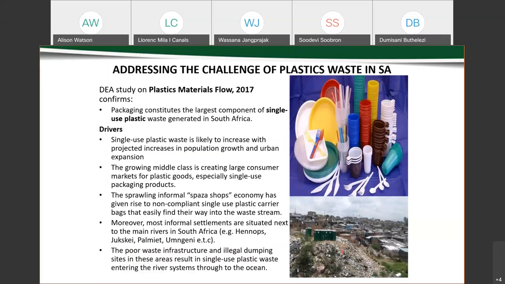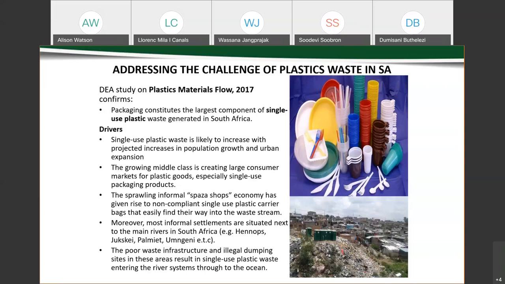The plastic materials flow study indicated that there's a serious problem with single use in the country. Single use plastic waste is likely to increase with projected increase in population growth and expansion, especially with regards to informal settlements. The sprawling informal spaza shops economy has given rise to non-compliant single-use plastic carrier bags. Next slide.